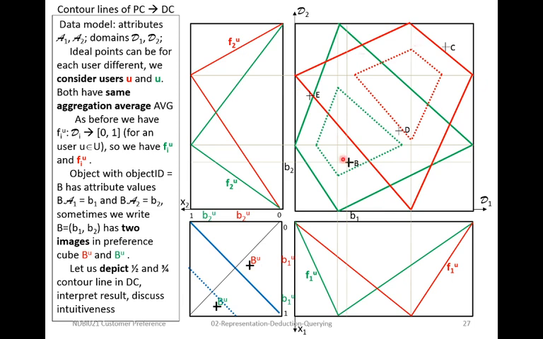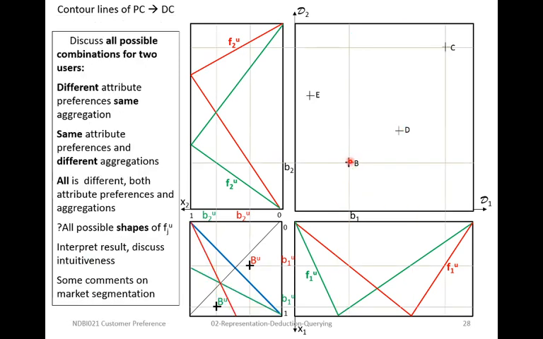Okay, so it makes sense to switch between these two data cube and preference cube imaging. Of course, we can now think about possible formulations of tasks. We can have several sorts of attributes. We can have different attribute preferences, same aggregation; same attribute preference, but different aggregation; or everything is different. It depends on the shape of this function, and we have to be able to interpret these results and discuss this.